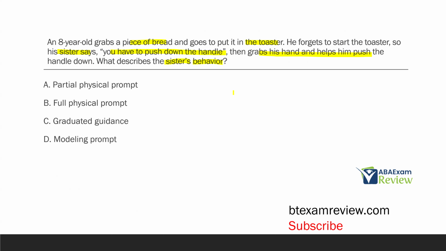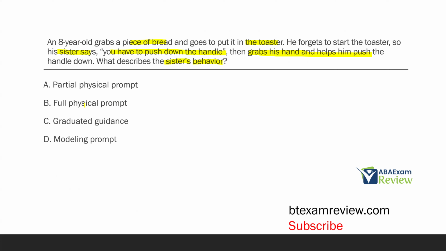Now, immediately, if you've been working on your fluency, what does this look like to you? To me, it looks like a prompt. We have our SD, "You have to push down the handle," and then the prompt immediately after, where the sister grabs the hand and pushes the handle down. So, how would you describe that prompt? A partial physical prompt. What's the difference between a partial physical and a full physical?